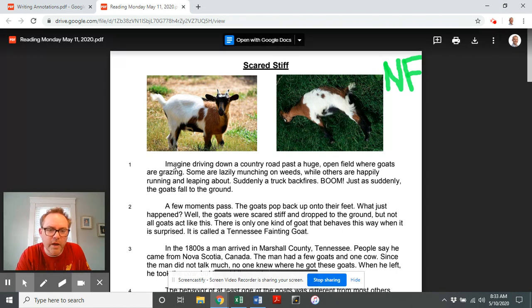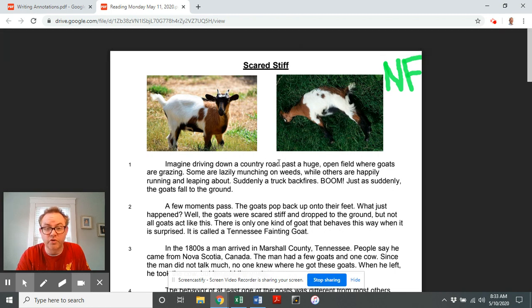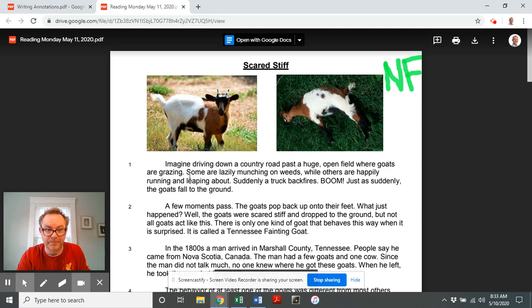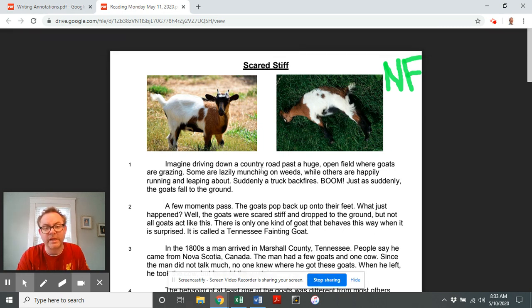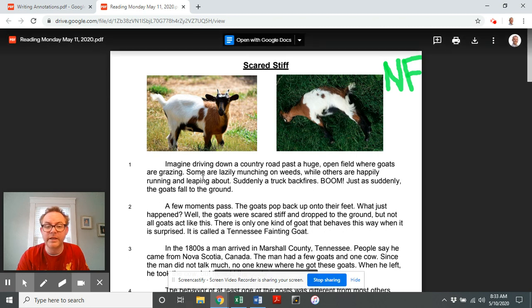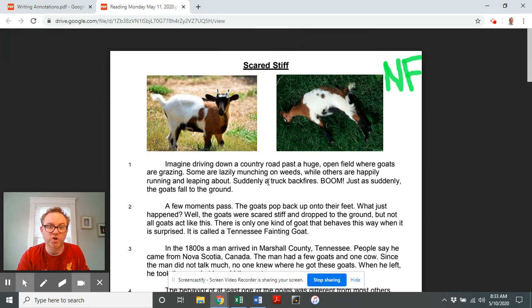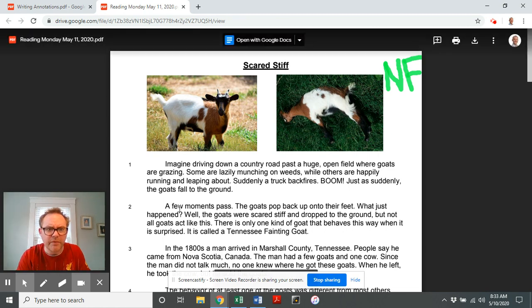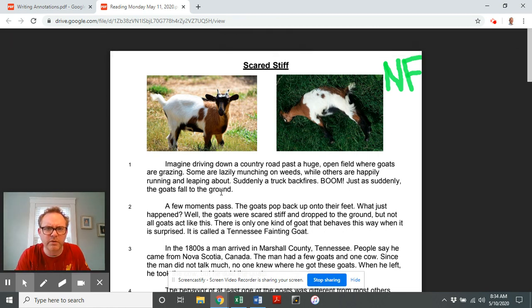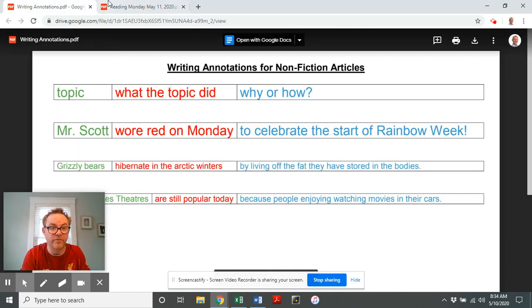All right. Imagine driving down a country road past a huge open field where goats are grazing. Some are lazily munching on weeds, while others are happily running and leaping about. Suddenly, a truck backfires. Boom! Just as suddenly, the goats fall to the ground. Interesting. Now, what do we know about this? Let's follow our formula and see if we can figure this out.